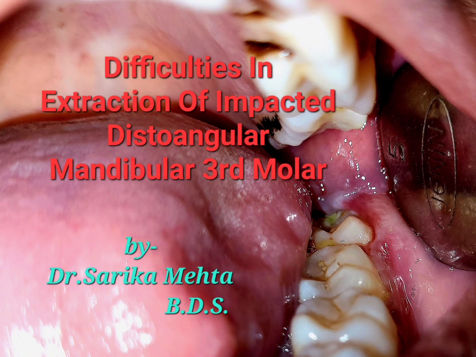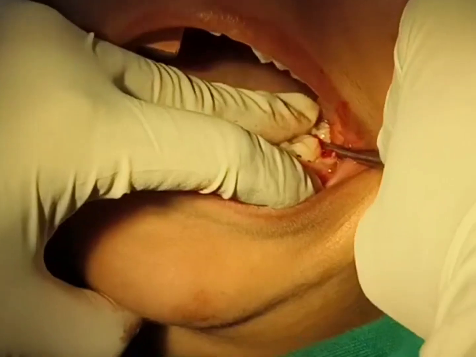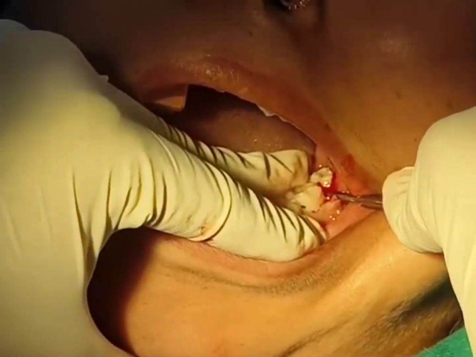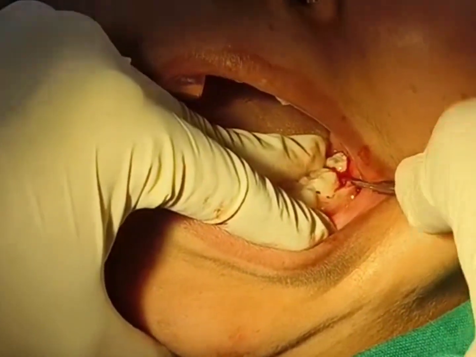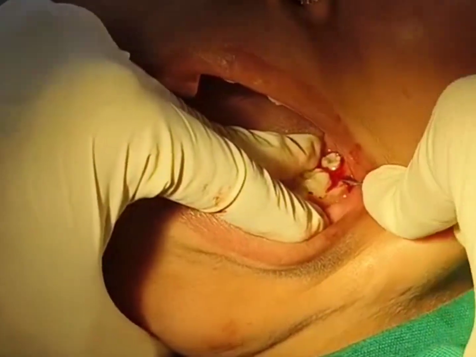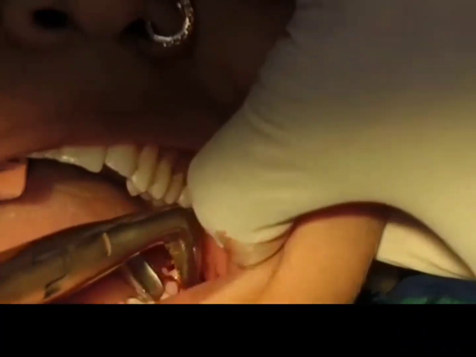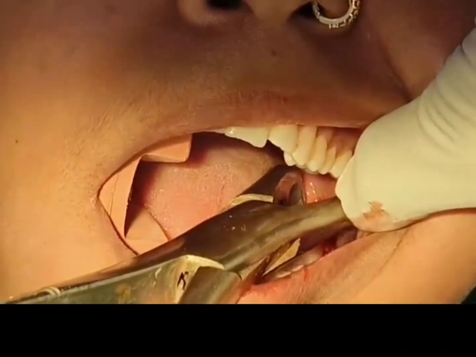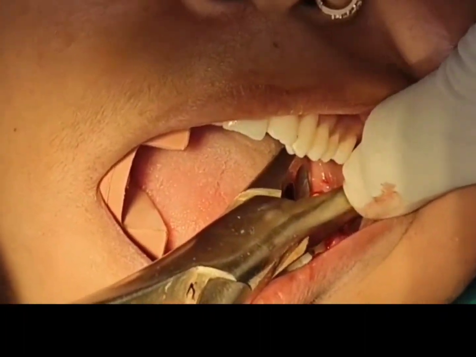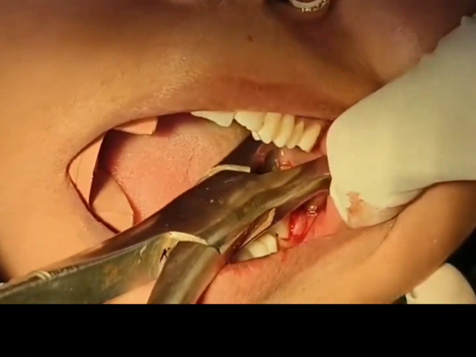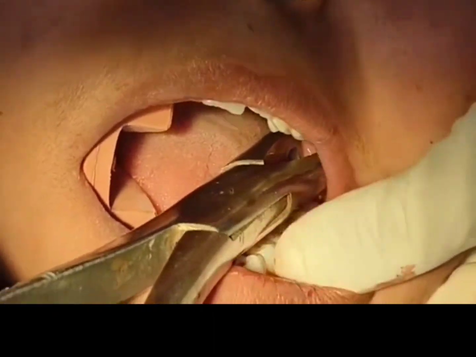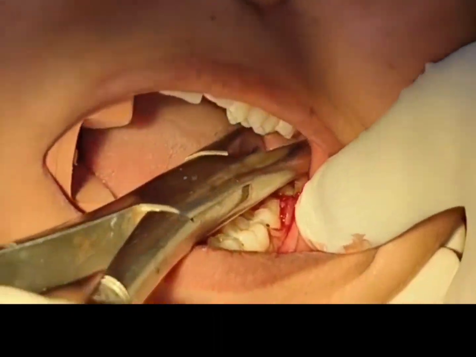Hello friends, I'm going to discuss difficulties we may face in extraction of impacted distoangular third molar in mandible. As we know, as per Winter's classification, if the third molar long axis diverges from that of the second molar, it is a distoangular impaction. It is much more difficult to extract due to a few reasons.